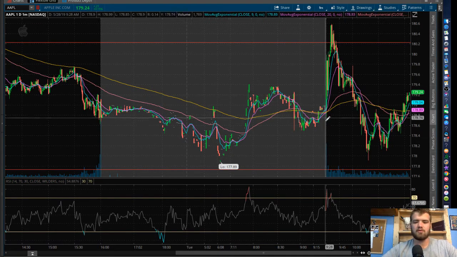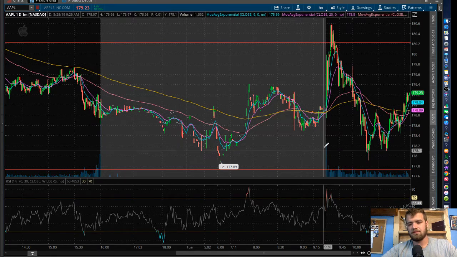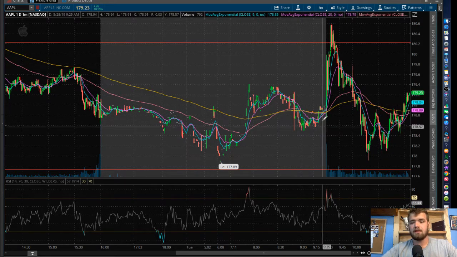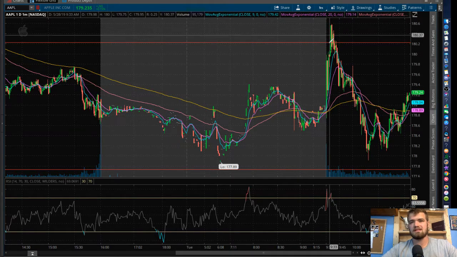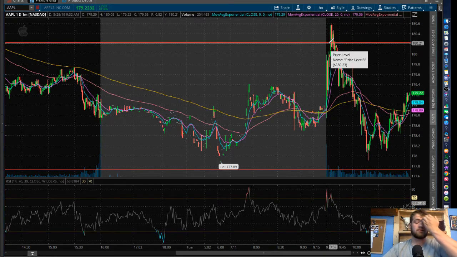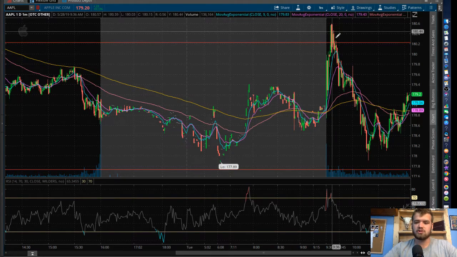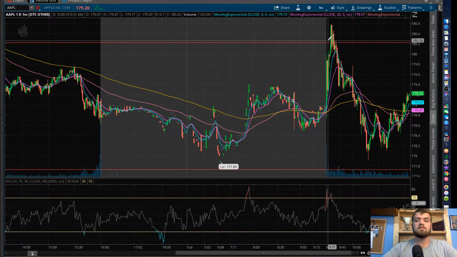So pretty much the risk is all the way back down to this support, and the reward is a dollar. So it's pretty much just a 1-to-1 risk ratio. So it's really not the best move. But as compared to the short side, this is why I like to short stocks.